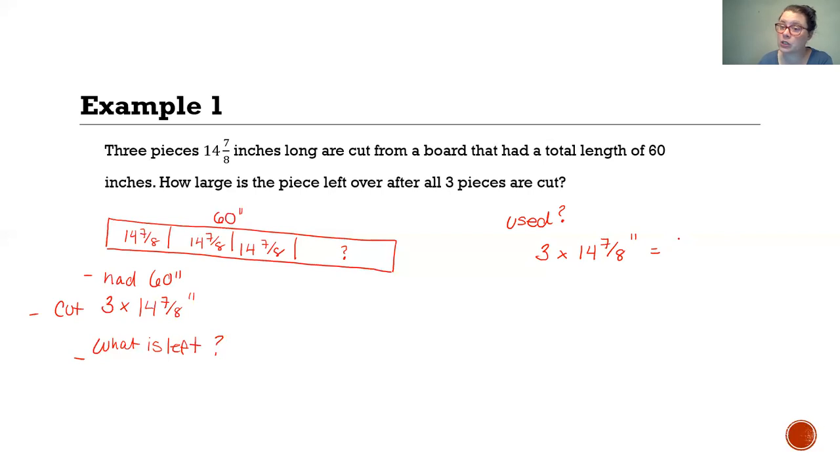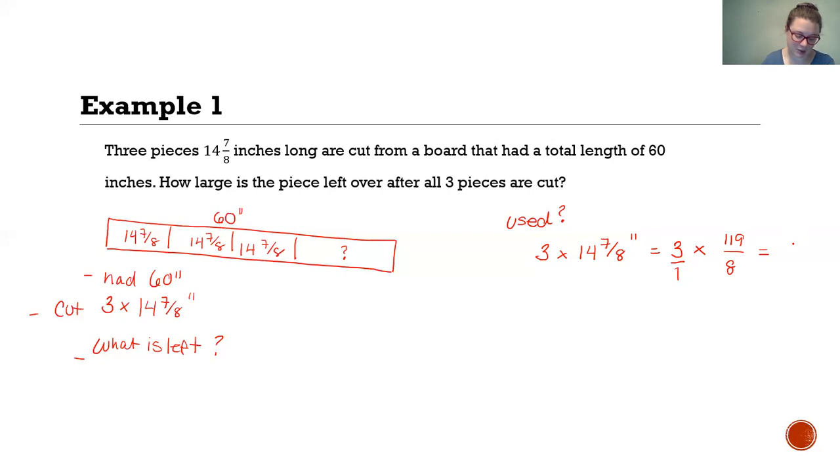So the first thing we need to do is get rid of our mixed number because we're multiplying. So we have 3 times, I said get rid of our improper fraction, I meant get rid of our mixed number. So 3 over 1, and turn the mixed number into a fraction. 8 times 14 plus 7 gives us 119 over 8.